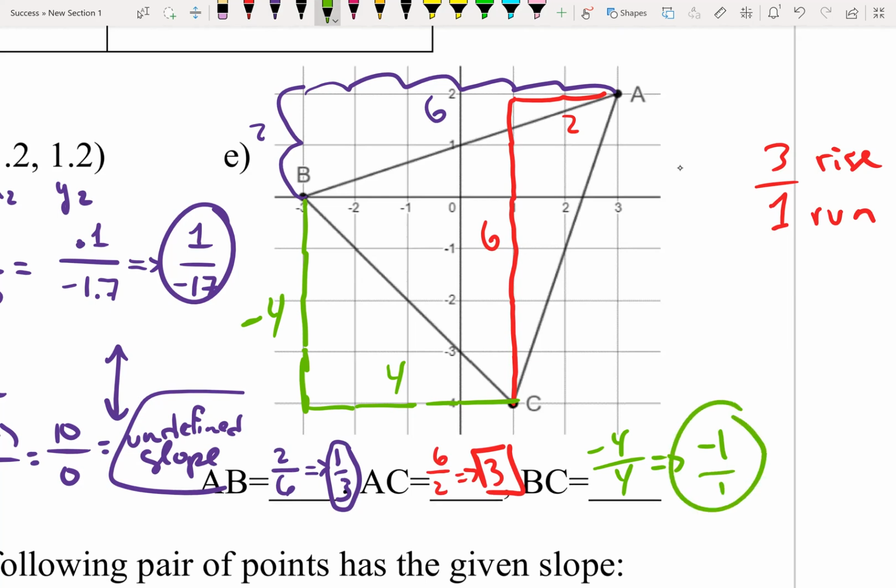So if you have the picture, you can go ahead and you can just count your boxes a little bit to get your rise and run. If you're somebody who likes using the points, you can do that as well.